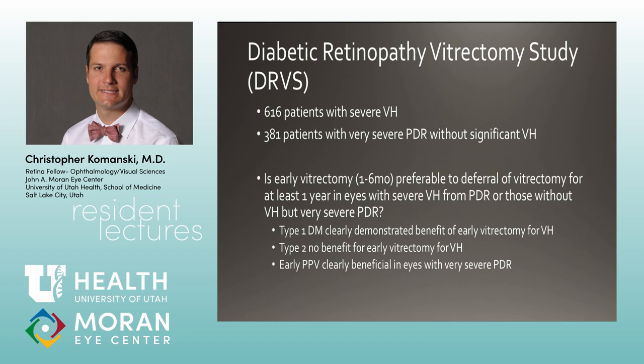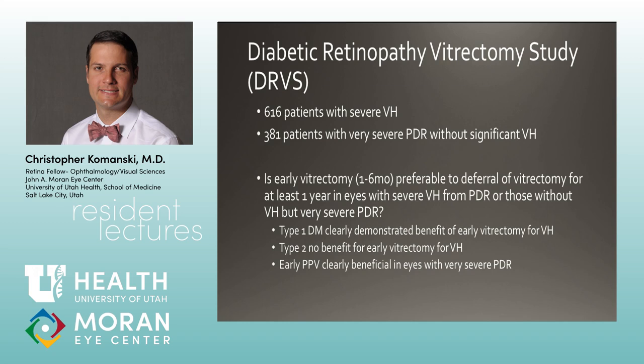So next was the diabetic retinopathy vitrectomy study. This is looking at severe vitreous hemorrhage. They wanted to answer the question: is early vitrectomy, within the first 6 months, preferable to deferred vitrectomy for at least 1 year in eyes with severe vitreous hemorrhage from PDR, or those without vitreous hemorrhage but very severe PDR? What it showed is if you have type 1 diabetes, there was a clear benefit to doing early vitrectomy. And notice that early vitrectomy is defined as 1 to 6 months. So this isn't tomorrow. This is in the next month or so to see if this clears.